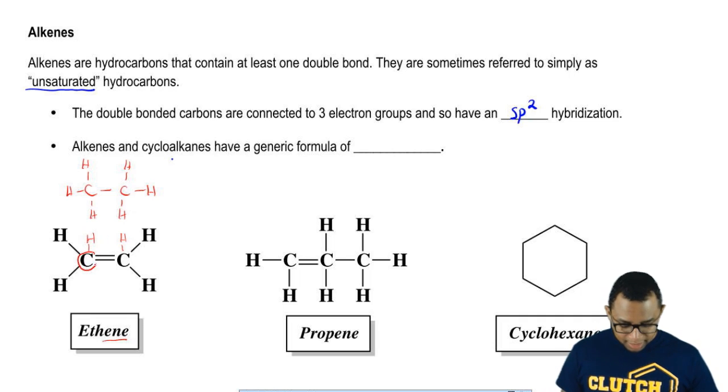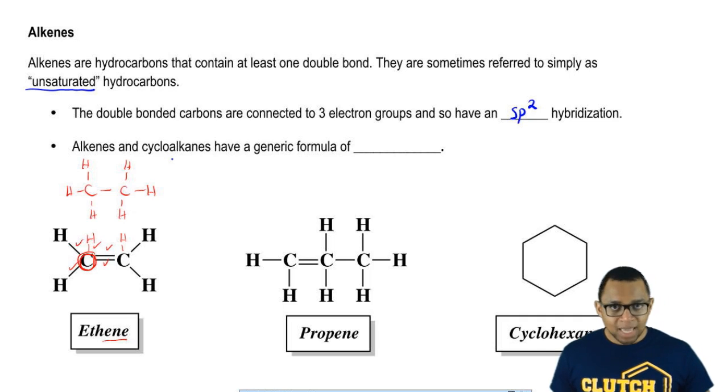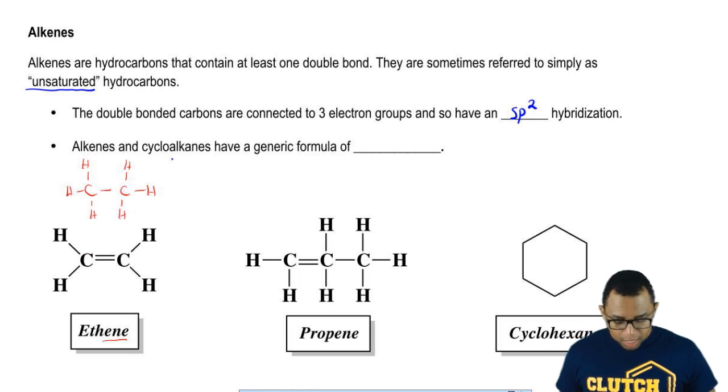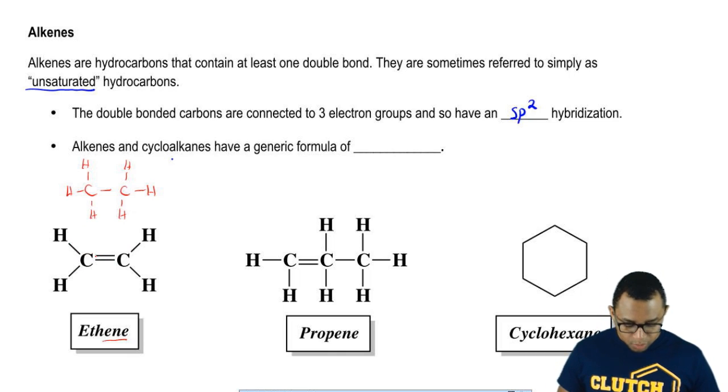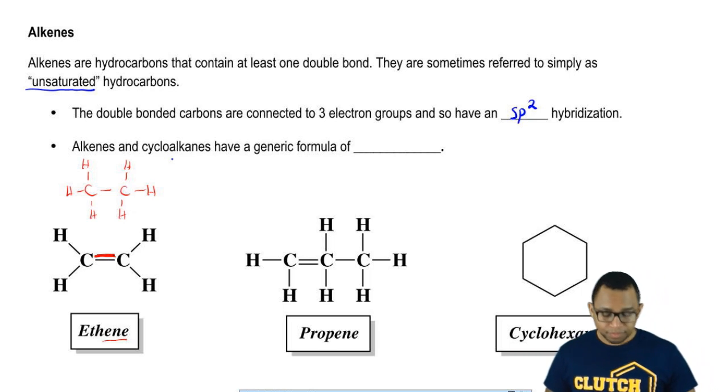Because then if we take a look at this carbon, it's making 1, 2, 3, 4, 5 bonds. Carbon cannot make more than 4 bonds. So the trade-off is this. If you lay down an extra bond, you have to give up a hydrogen. And since we're laying down an extra bond between these 2 carbons, they each have to give up 1 hydrogen.